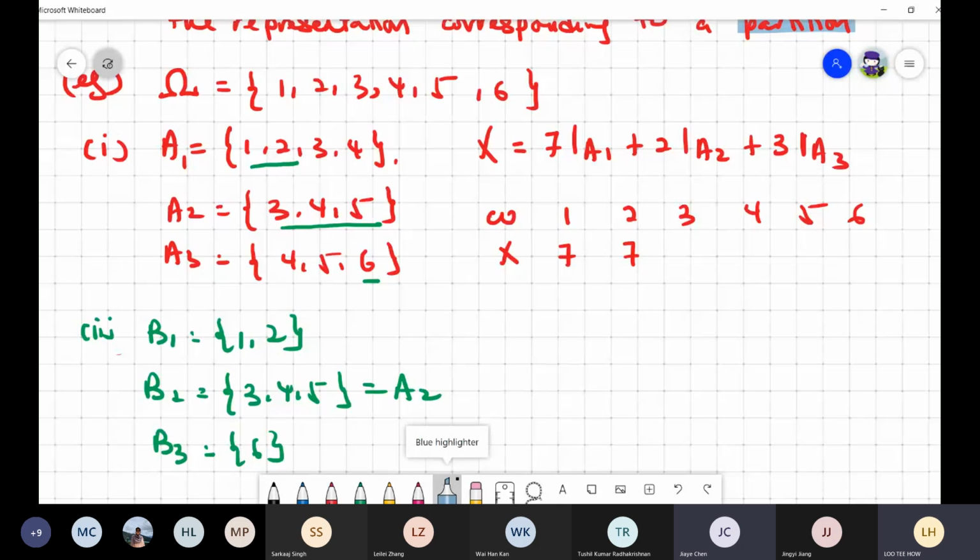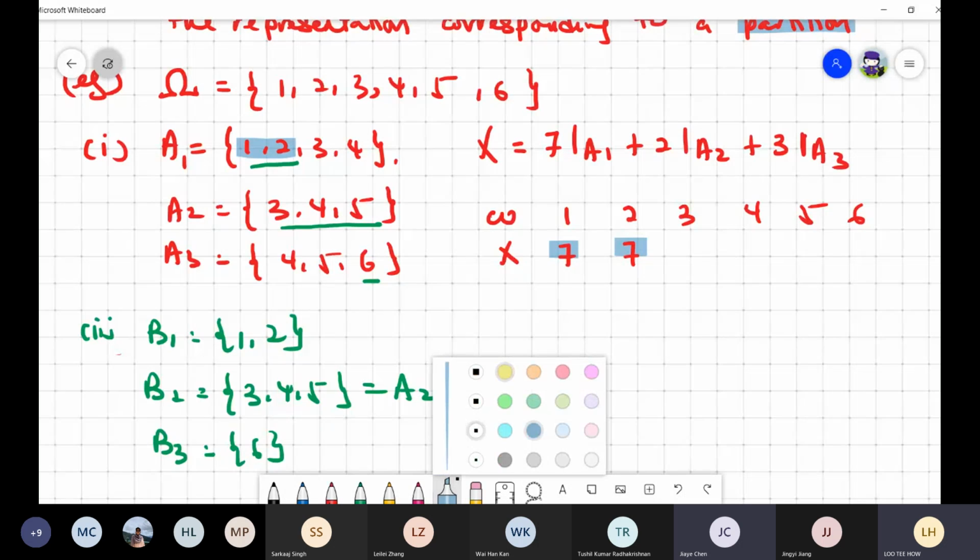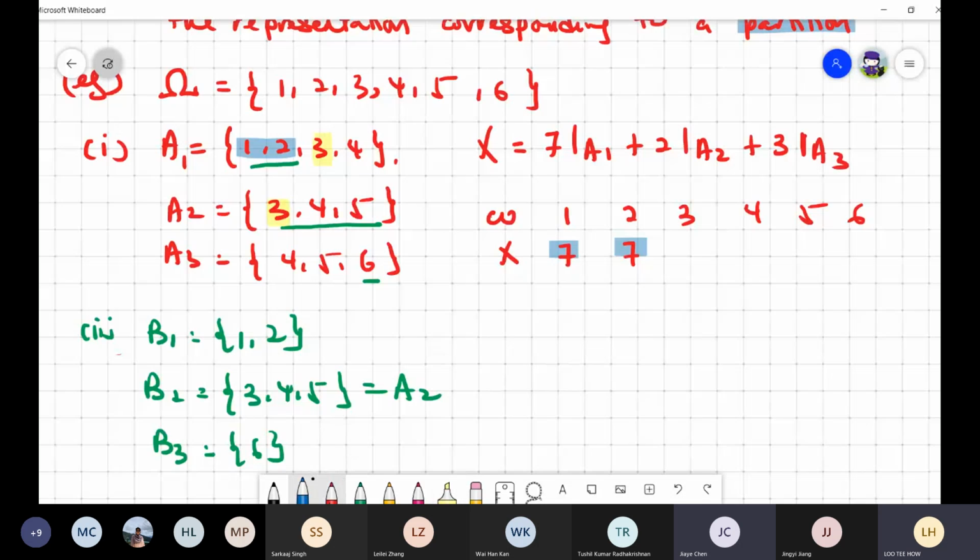Okay, so it belongs to here and here. Just maybe a 1, 2, so you get 7 and 7. So when you look at omega is 3, so that is here and here. So you have to sum up these two, so the value will be equal to 9. Okay, so just take it.